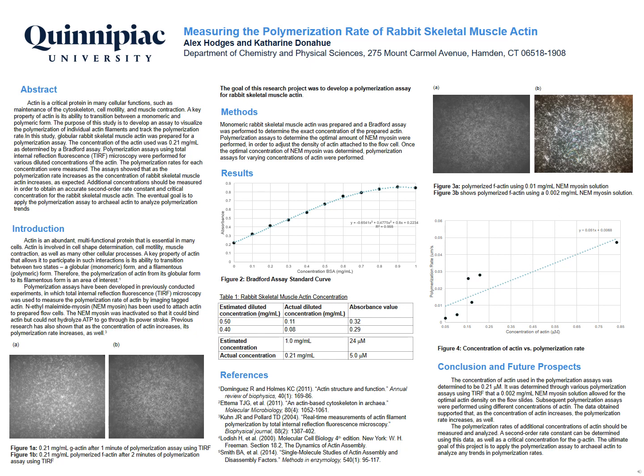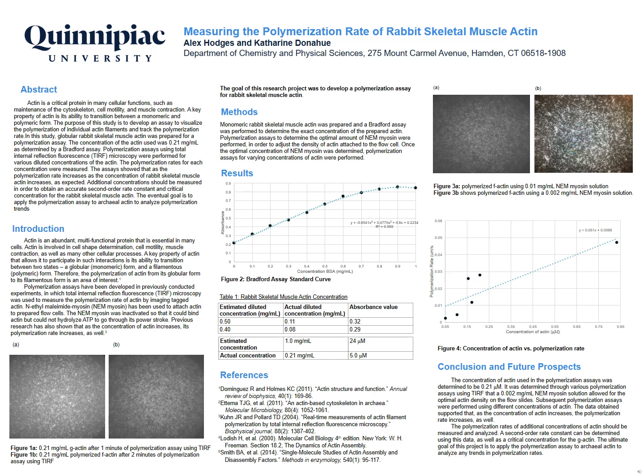If you look at Figure 1 on the bottom left, it shows the polymerization process of the rabbit skeletal muscle actin at different time points during the assay. Figure 1a shows the 0.21 milligram per milliliter actin's polymerization progress after about a minute of the assay, while Figure 1b shows the actin after about 2 minutes of the assay. As you can see, the assay showed to be effective and the actin successfully polymerized.